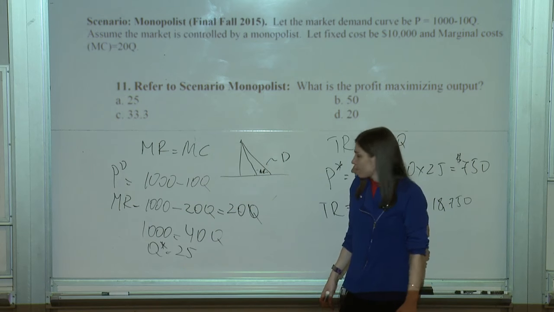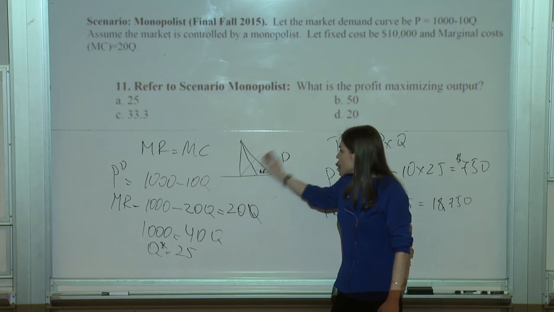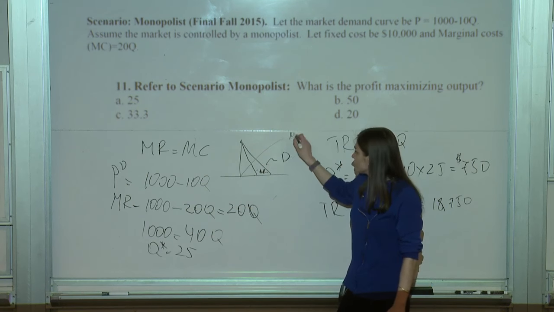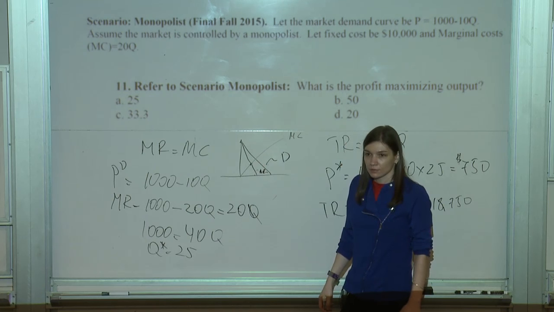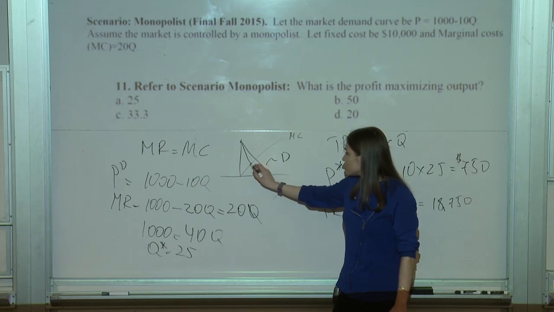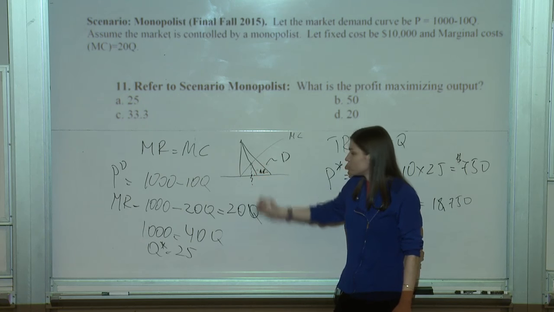And why are you setting it equal to 20 here? Because that's my marginal cost. Oh, okay, they give that to you. I'm after this point. I need to know what this quantity here is.